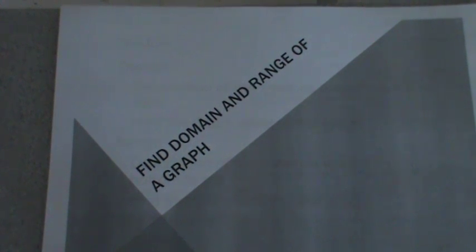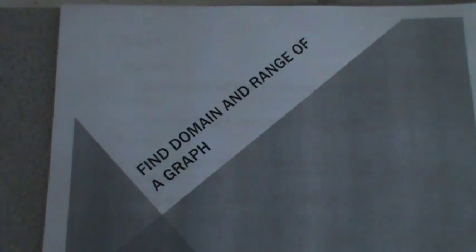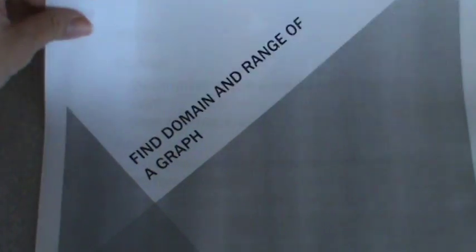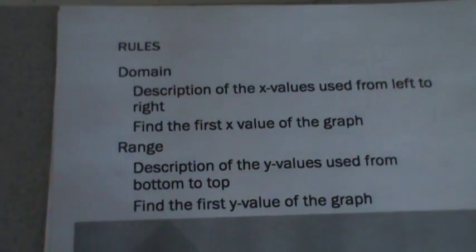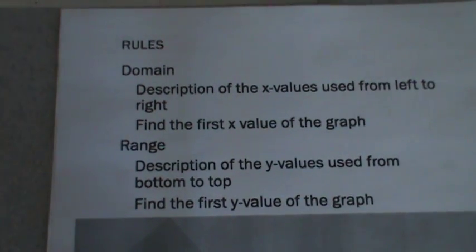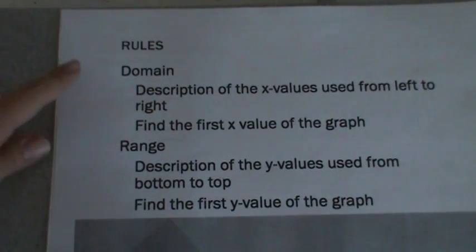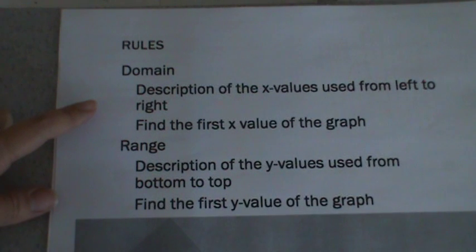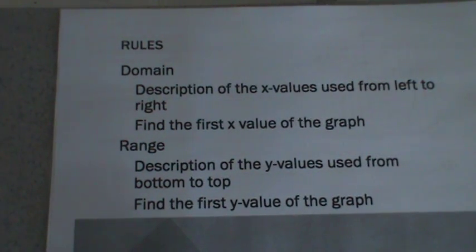Today we're going to talk about finding domain and range of a graph. Domain and range is a way that we use to describe how much of the graph it covers. Our domain, remember, is all your x values. On a graph, your x values go from left to right.